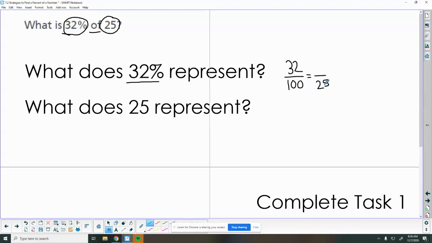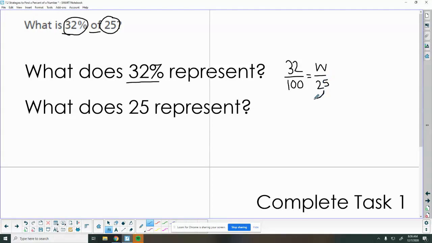So they have 25. We need to know, what is this number? What is 32% of 25? You can kind of see it went around in a square as I read this problem. What is 32% of 25? So let's look.